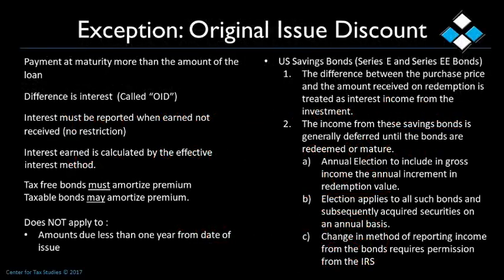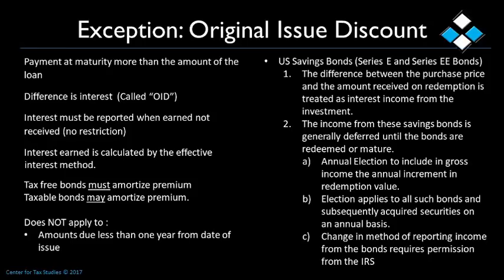Okay. Now this concept of original issue discount does not apply to amounts due less than 1 year from the date of issue. So you take out a CD and it has a 10-month period, well, the original issue discount does not apply here. For U.S. savings bonds, Series E and EE bonds, the difference between the purchase price and the amount received on redemption is treated as interest income from the investment.